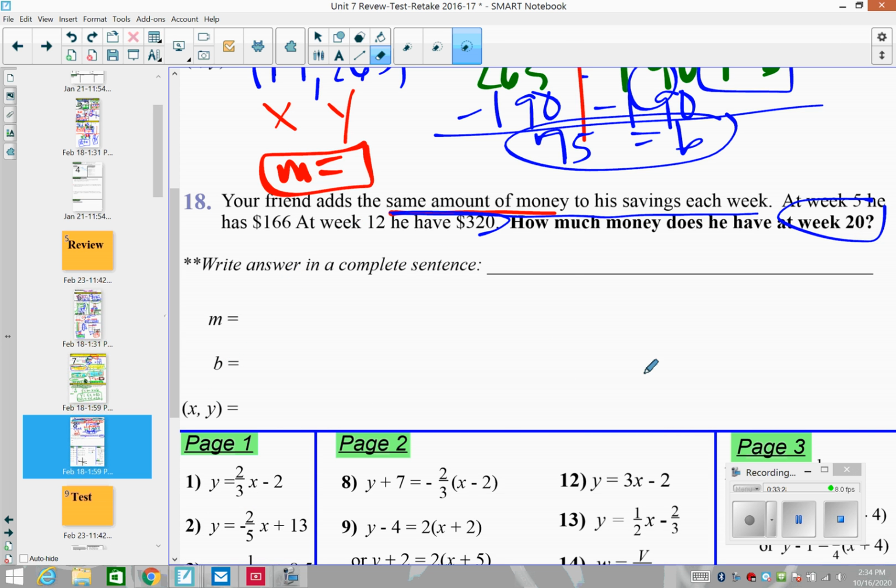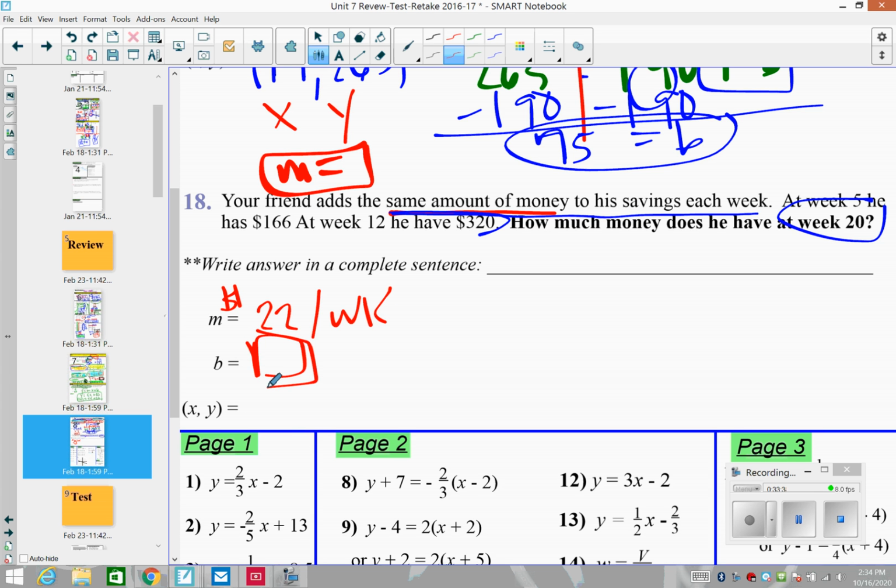All right. So here we go. Your friend earns $22 each week. We still don't know the y-intercept. And our job is to figure out how much money he has at week 20. So we can do a couple things. We can go find the y-intercept and then evaluate what happens at week 20. So I think I'm actually going to do that.